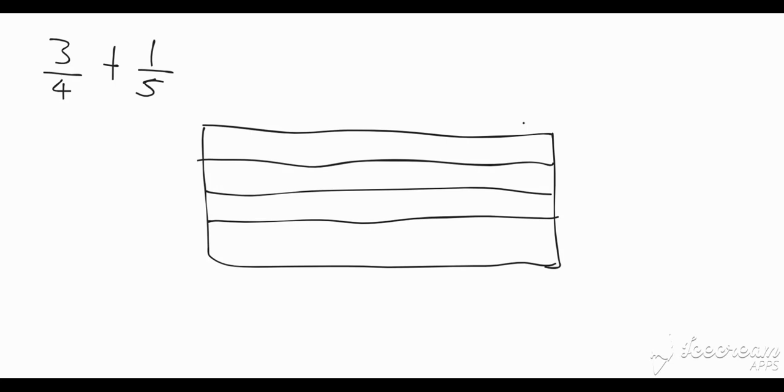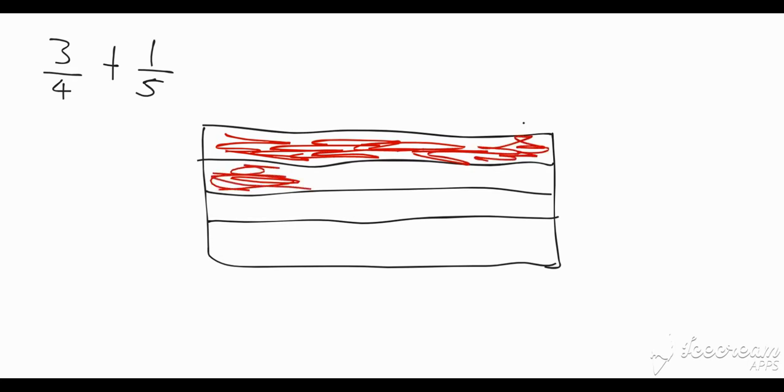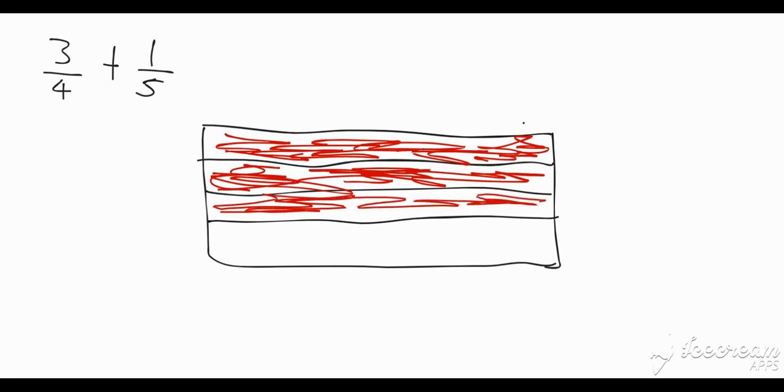Now, 3/4 means I'm going to have to shade 3 of those 4 parts. So let's go right ahead. So this is 1 part, and you can use your crayons to do this activity. 2 parts, 3 parts. So we have shaded 3/4.